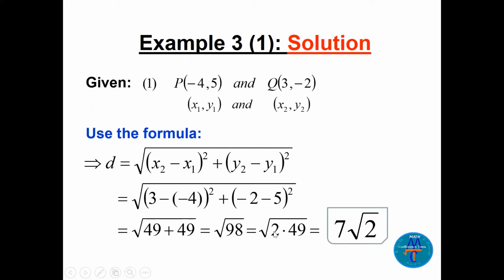98, you break it down into 2 times 49. Then you can split because we have multiplication. You cannot do that if we have addition. So take 7 out: 7 square root of 2. That's the simple answer for the distance between P and Q.